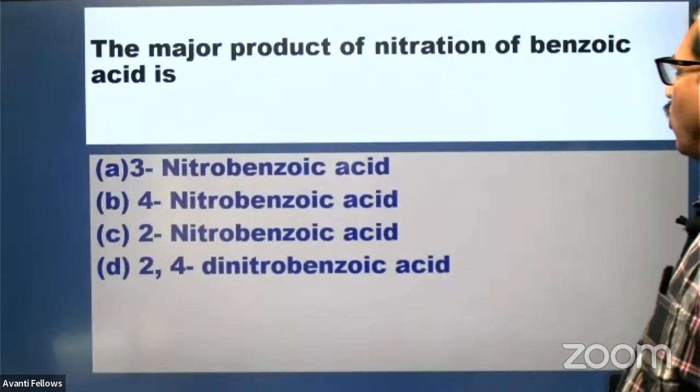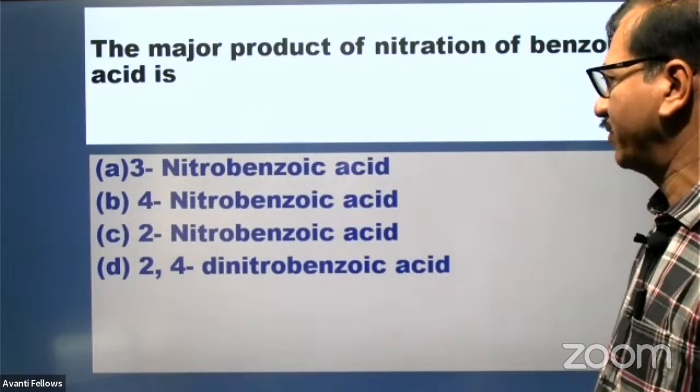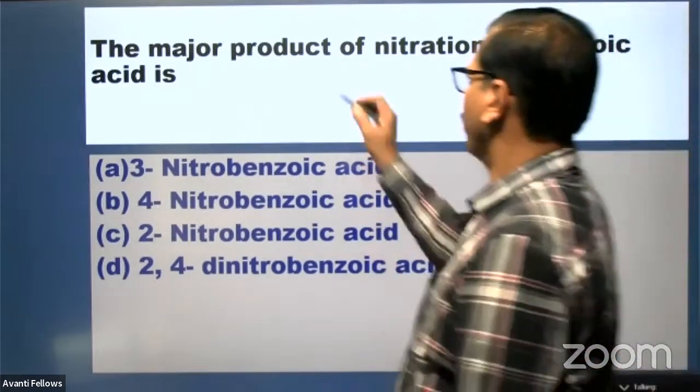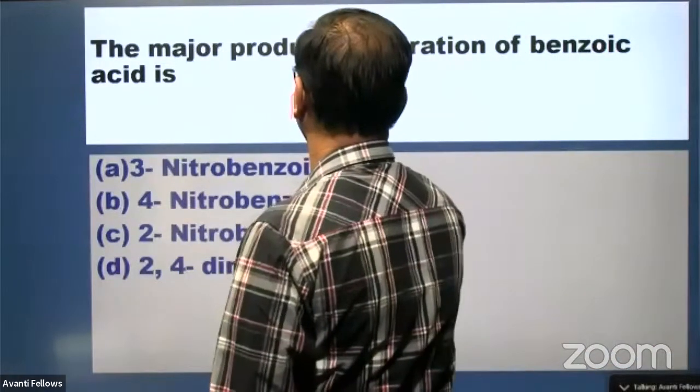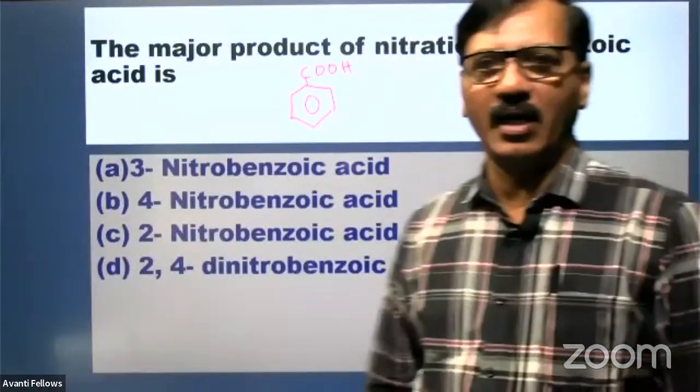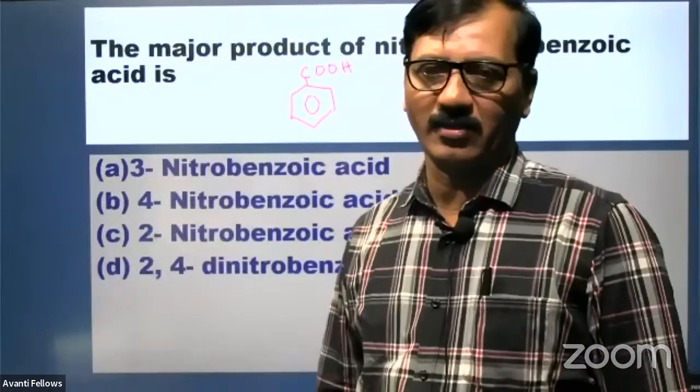The major product of nitration of benzoic acid is. So you must know whether COOH is a meta director or ortho-para directing.